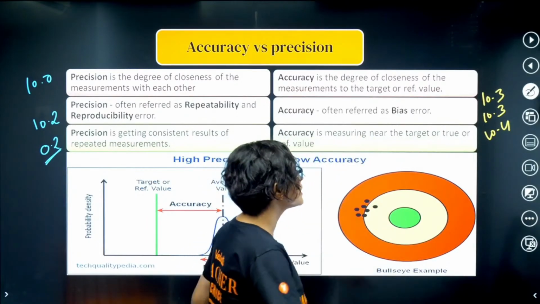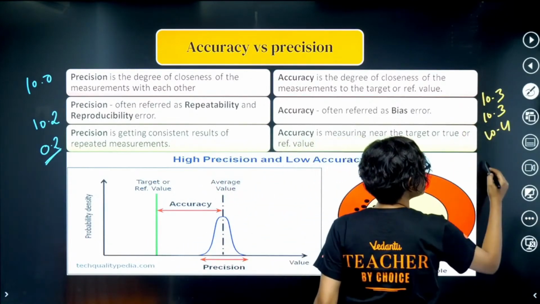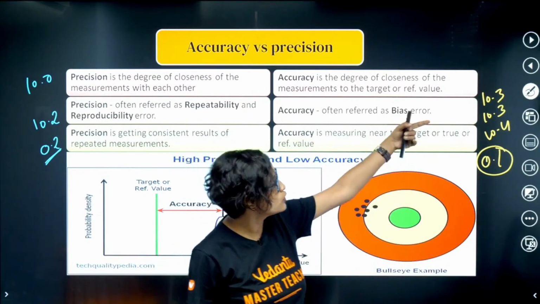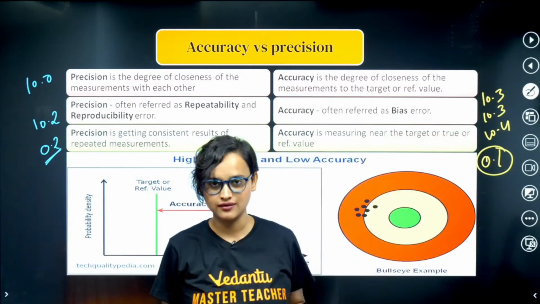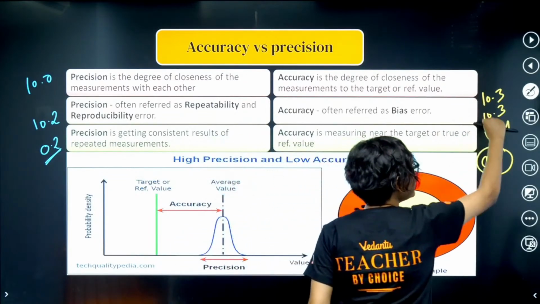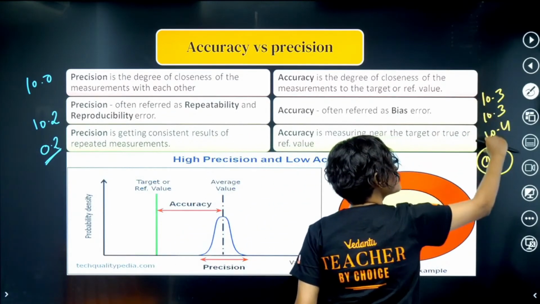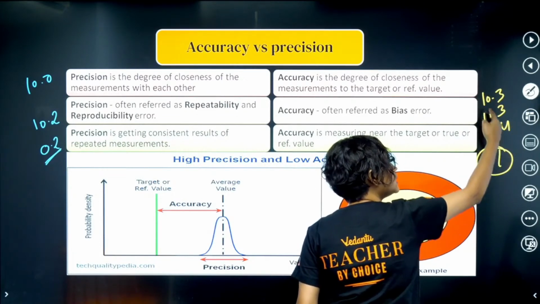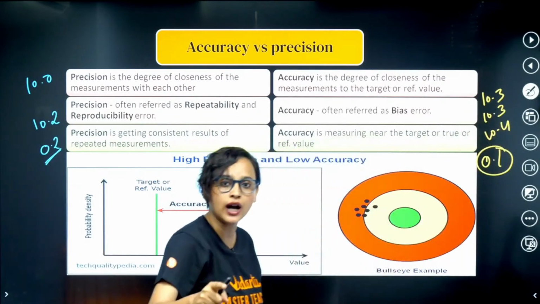Now, these results are close to each other. What is the precision? The precision is only 0.1. See? The values only differed by 0.1. So, precision is the degree of closeness of these values. These values are very close to each other and the difference between them is only 0.1.